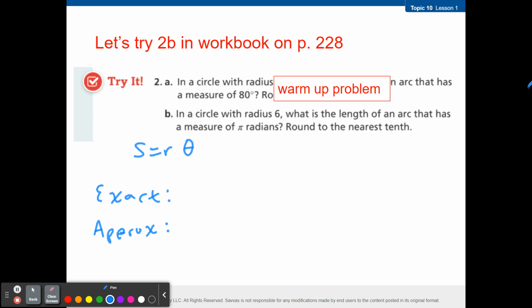Just out of curiosity, who has the exact answer? It is easy. If you're thinking it's that easy, it is. I promise. Nikki? 6 pi, yeah. So now we type 6 pi in our calculator. What's the approximate answer? Ta-da! Not bad, right?